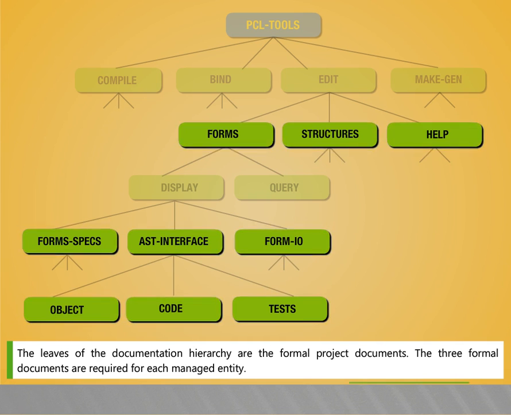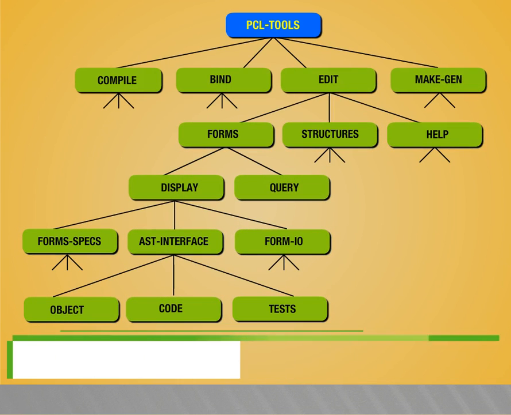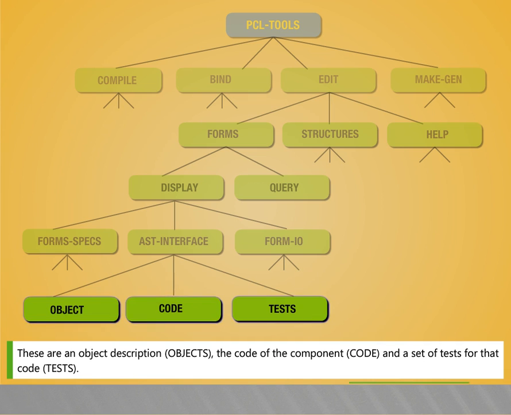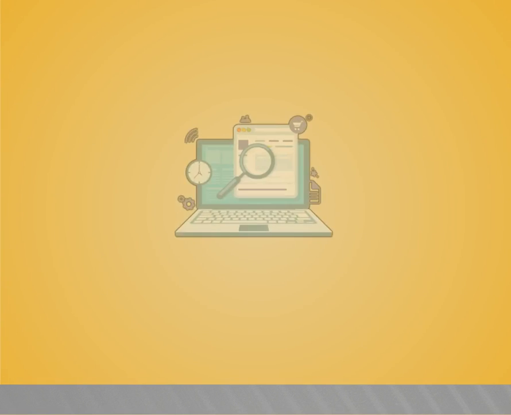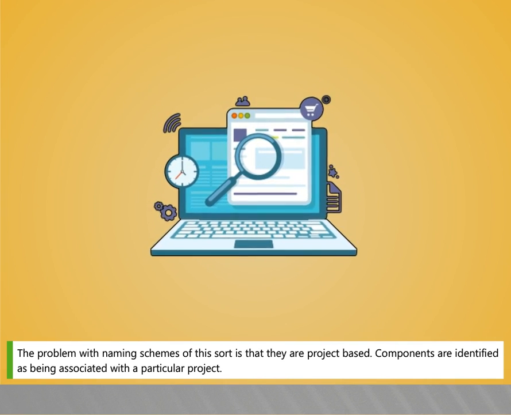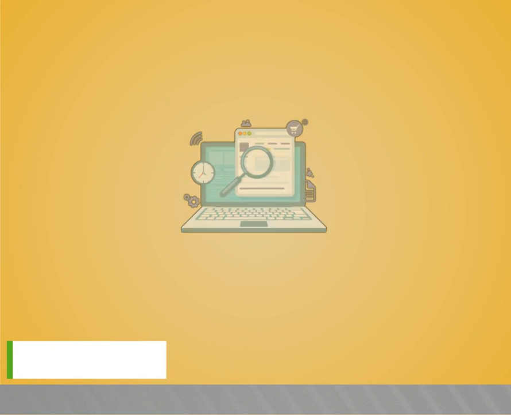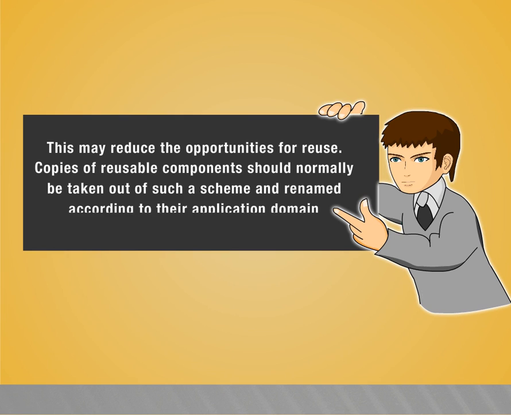The three formal documents are required for each managed entity. These are an object description, that is objects, the code of the component, that is code, and a set of tests for that code, tests. The problem with naming schemes of this sort is that they are project-based. Components are identified as being associated with a particular project. This may reduce the opportunities for reuse.